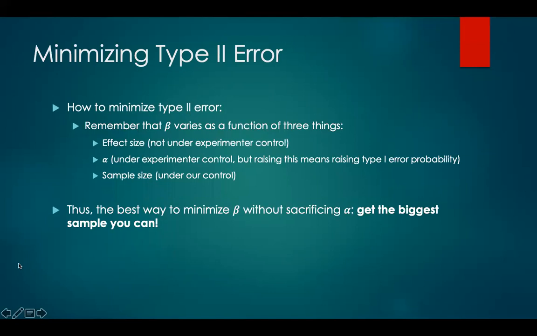Now, how do we minimize type 2 error? Well, we need to remember that beta varies as a function of three things: effect size, which is not under the experimenter's control; alpha, which is under experimenter control, but raising this means that we're also raising type 1 error probability; and sample size, which is absolutely under our control. So the best way to minimize beta without sacrificing alpha is to get the biggest sample you can. That's the big takeaway from this section.